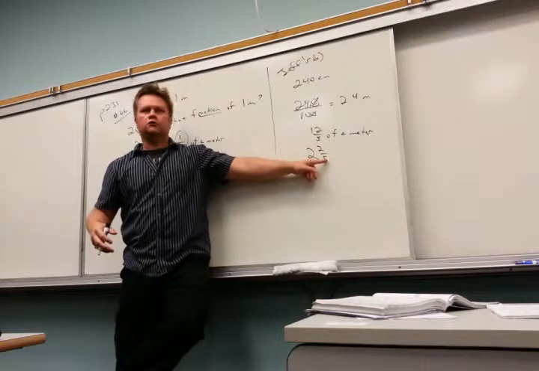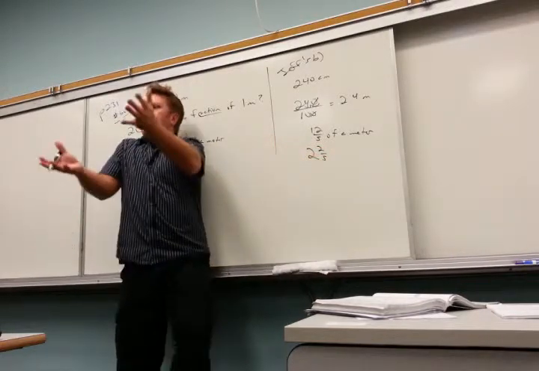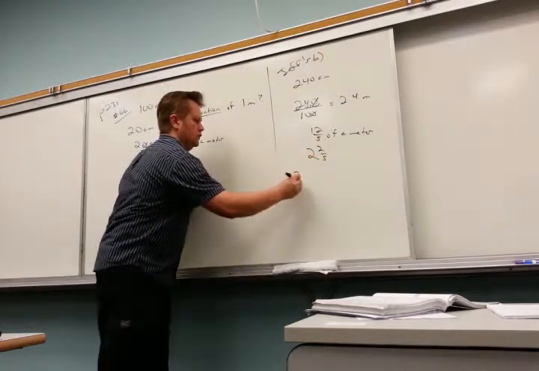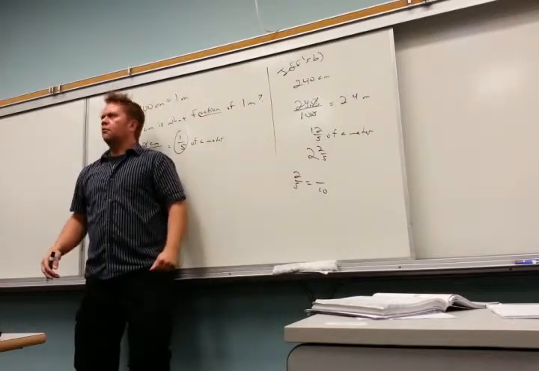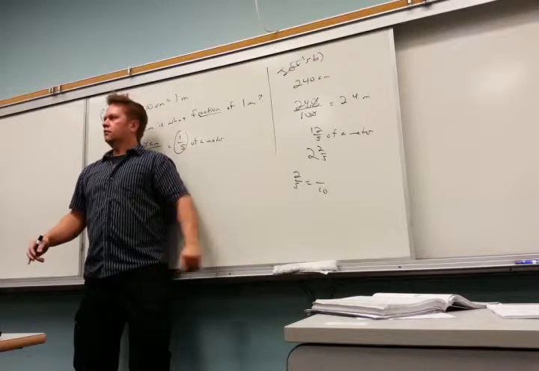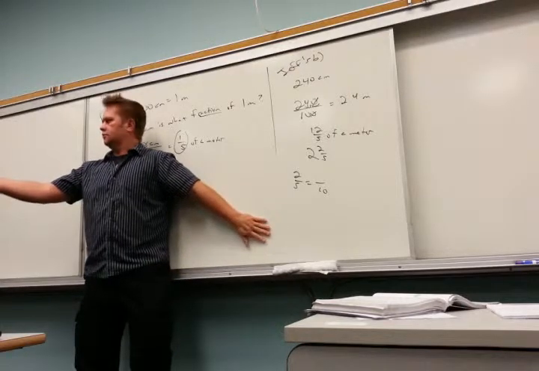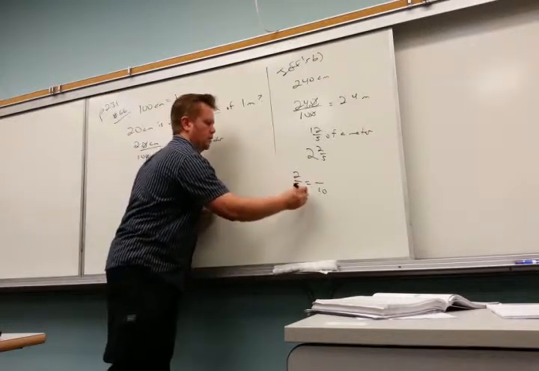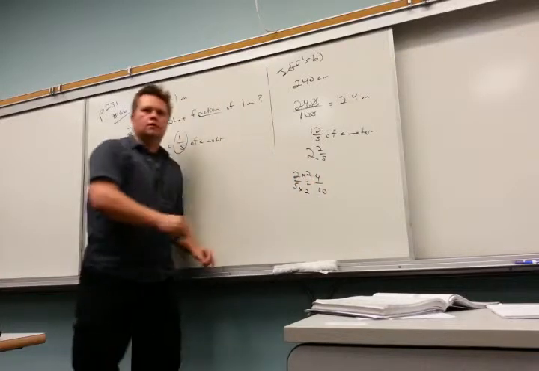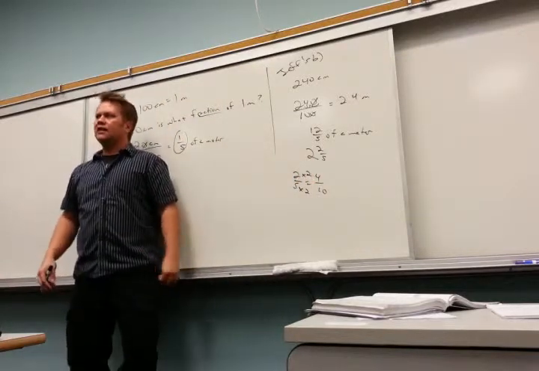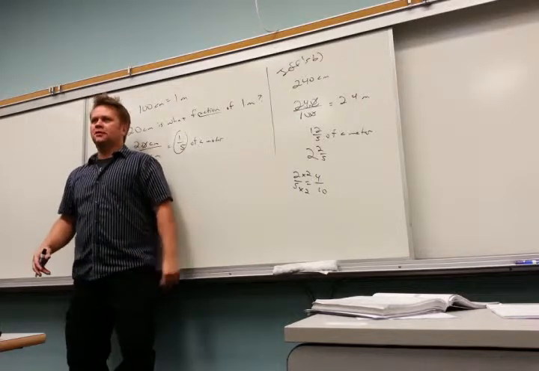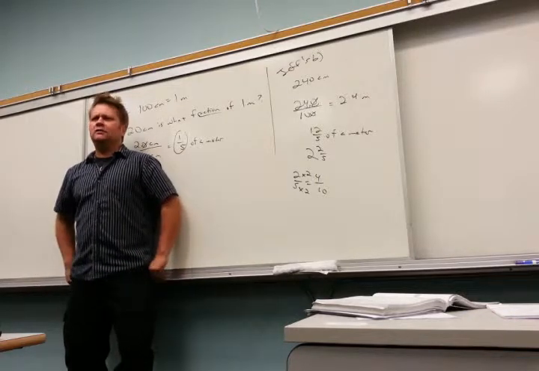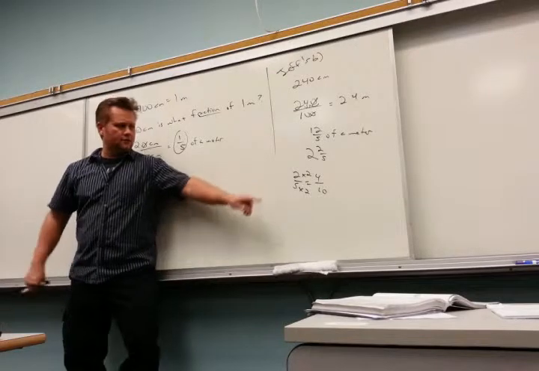Look at 2/5 real quick. How can I make that out of 10? How do I make 2/5 become out of 10? What would I multiply by? What do I multiply 5 by to get 10? 2. So I've got to multiply the top by the same thing, 4/10. Does anybody know what 0.4 means as a decimal? It means 4/10.